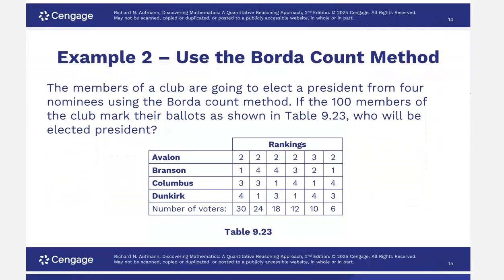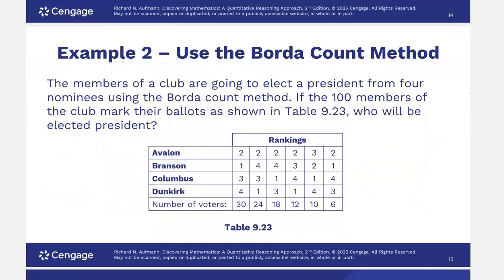So let's look at an example. The members of a club are going to elect a president from 4 nominees using the Borda count method. If 100 members of the club mark their ballots as shown, who will be elected president? So again, we've got the number of voters down here at the bottom, so we're going to have to consider that.